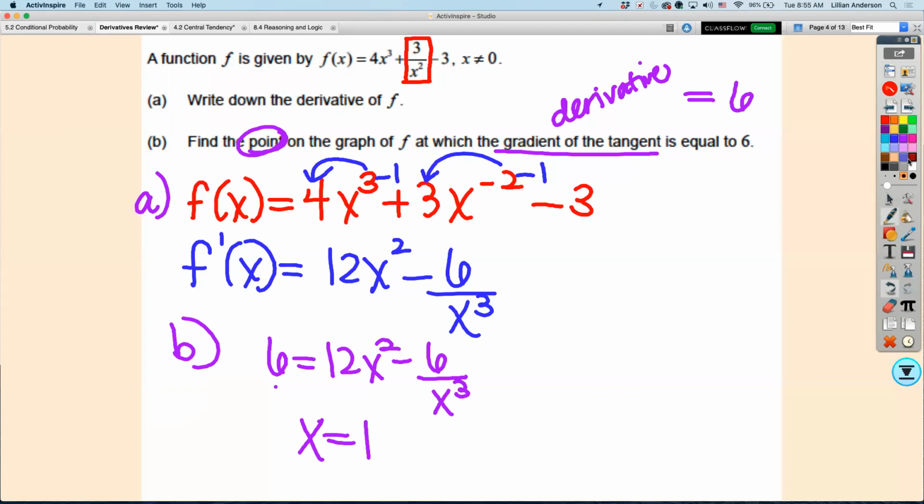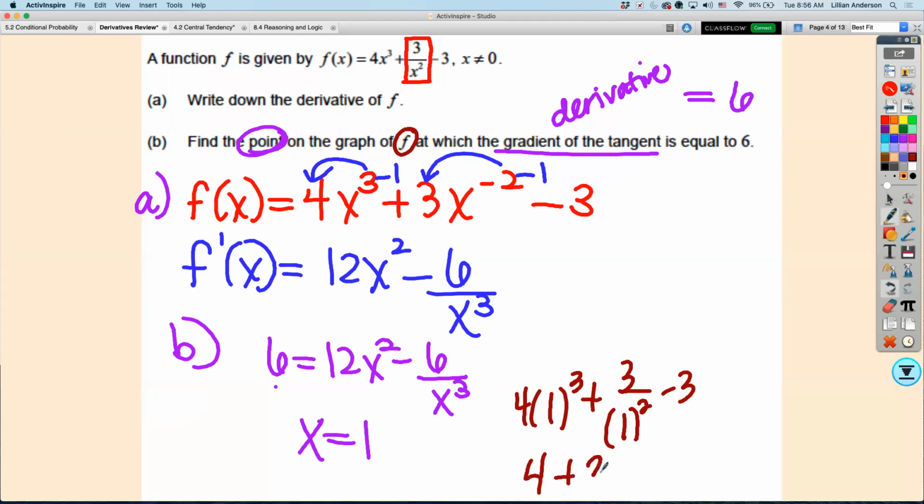You plug that back into the original? Very good, because I'm looking for the point on f. So yes, I plug it back into the original. So that becomes 4 times 1 to the third plus 3 over 1 squared minus 3. 1 to the third is 1. 1 times 4 is 4 plus 3 over 1 squared, which is 3, minus 3. So what's my y coordinate? 4. So my point, my answer is going to be (1, 4).